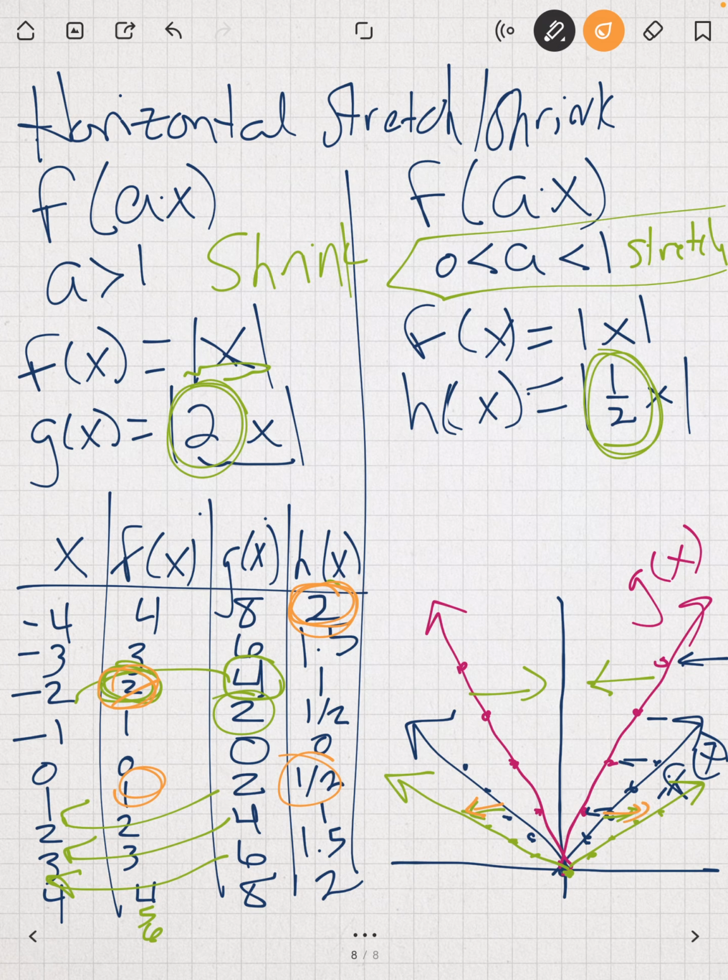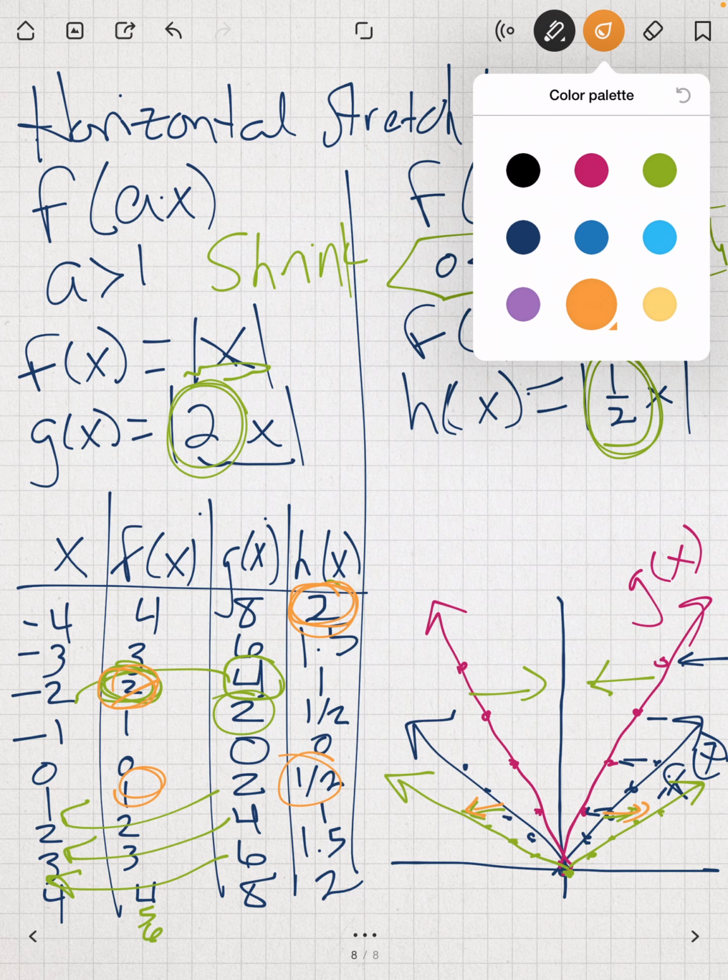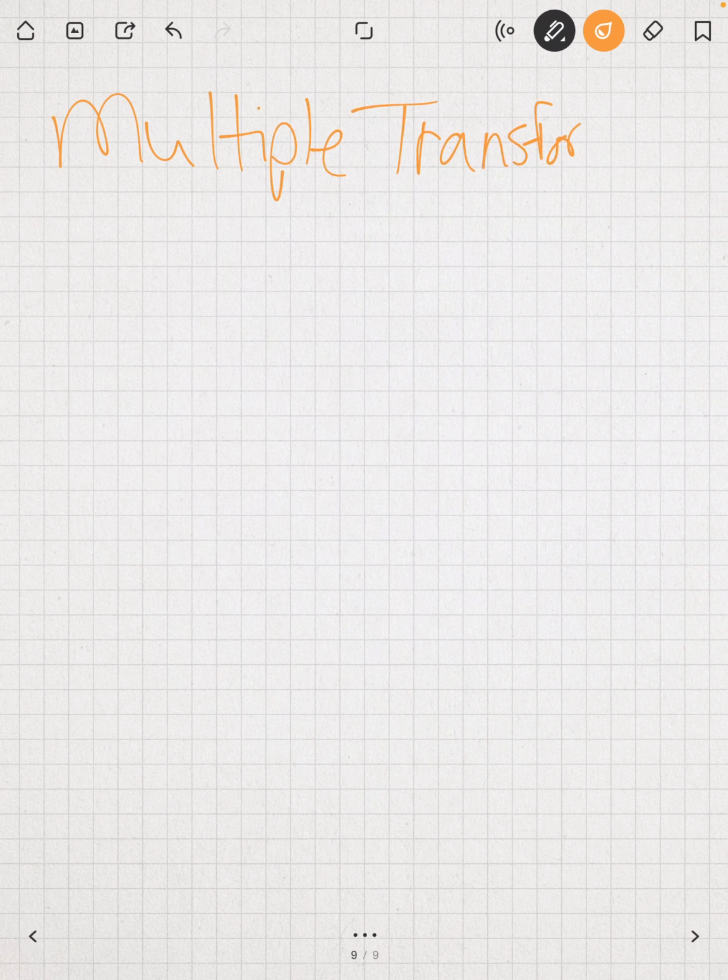Do I care if you can say, if we have f of a times x, and a is larger than 1, we have a horizontal shrink, or between 0 and 1, it's a horizontal stretch? No, I care much less about whether you can name them, but I do want you to be able to graph them either through using a table at first, or eventually moving on to being able to transform your library of functions. And so now, let's work on some examples. Multiple transformations.